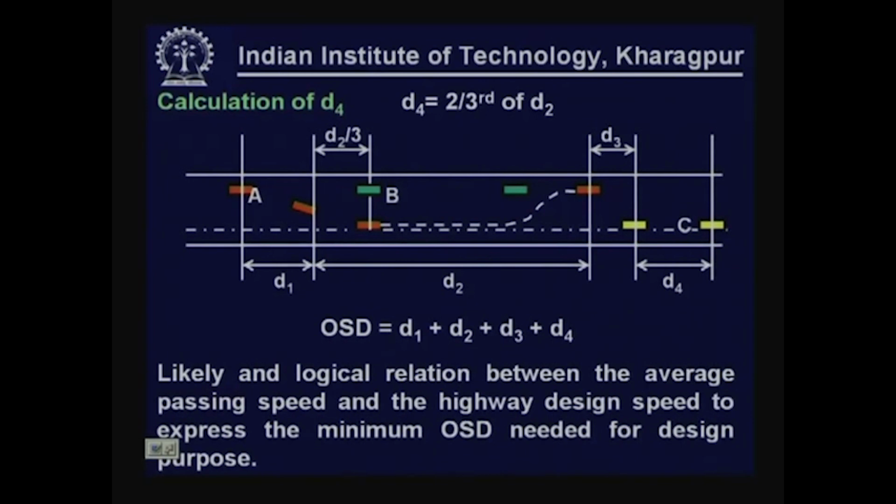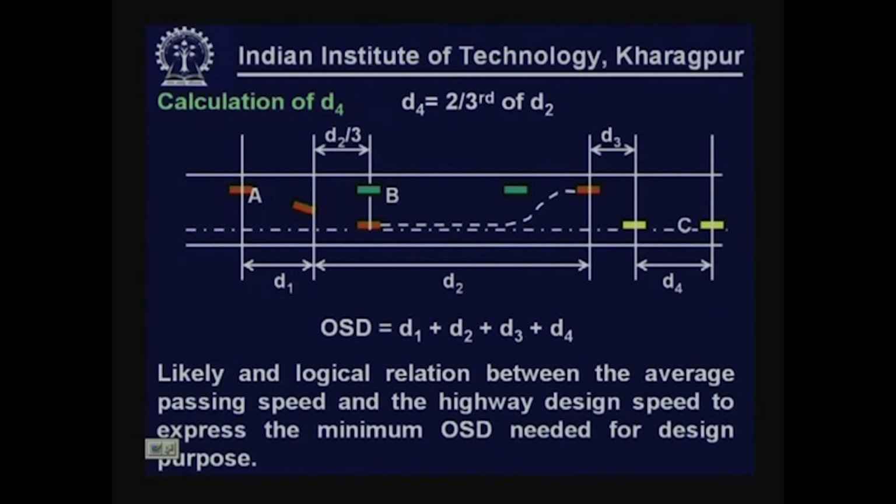Here also it is taken as 2/3 of the distance d2, not the complete distance d2, for the same reason as we have discussed earlier. You can see also from the sketch, approximately up to 1/3 of the distance to d2, vehicle B is actually placed just by the side of vehicle B in other direction.